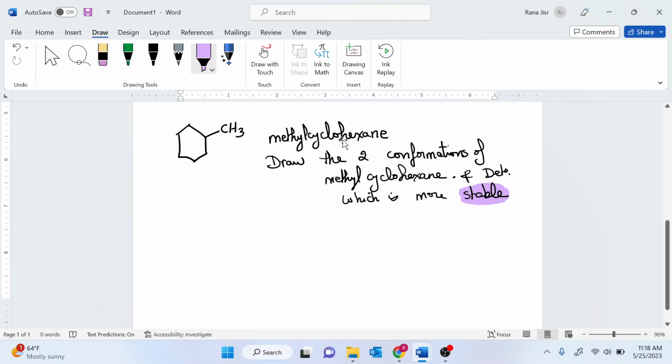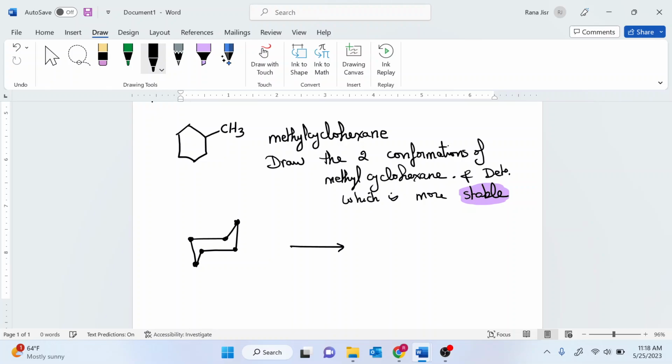When we have a methyl cyclohexane, here I'm not specifying the direction of the CH3. I'm not telling you here that the CH3 is up or down. So you have to consider both cases. You start by drawing the chair conformation. Here I'm drawing it in one drawing because I am used to it. Okay, so here you go. This is the chair conformation.